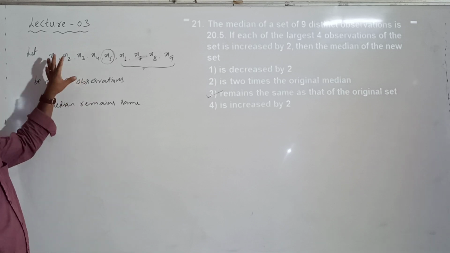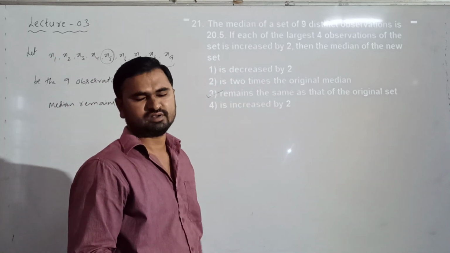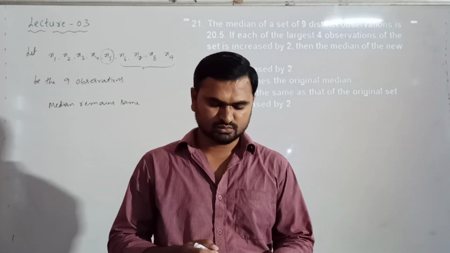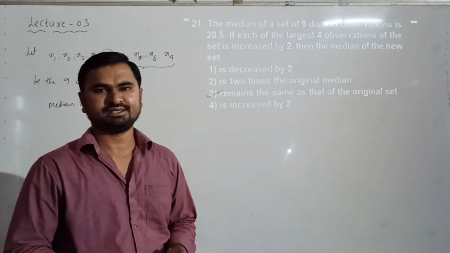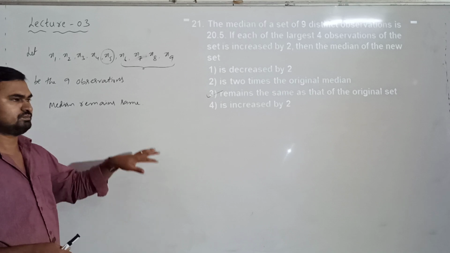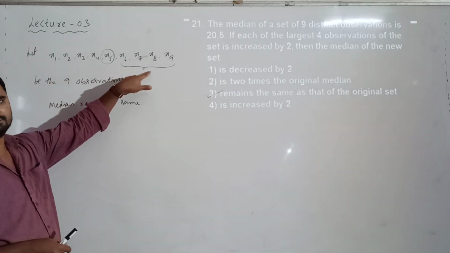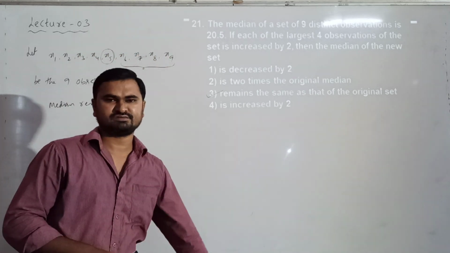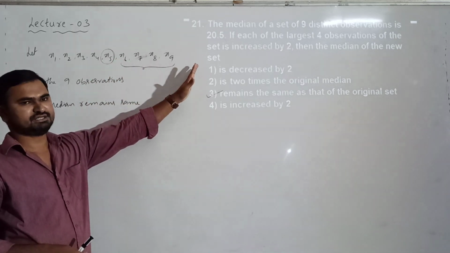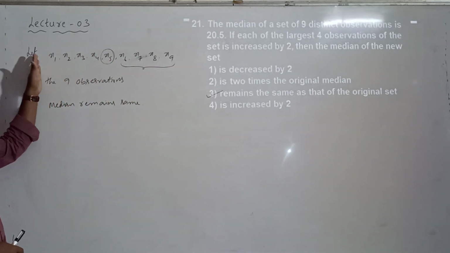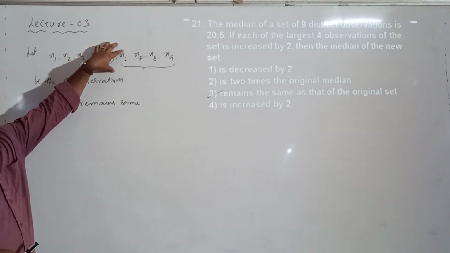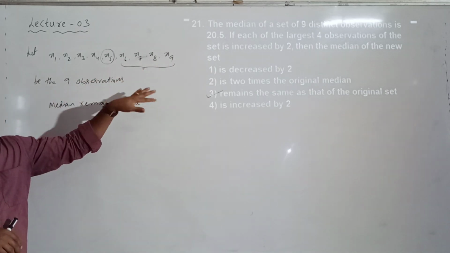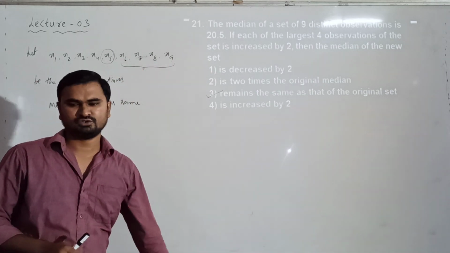Suppose I increase each of the items by 2, what will happen to the median? Will it change or not? In that case, the median also changes by 2, because each item increases by 2. So these 2 different cases we have to consider. When only the last items are increased or the first items are decreased, the median remains the same. But if each of the observations is increased or decreased, then the median also increases or decreases.